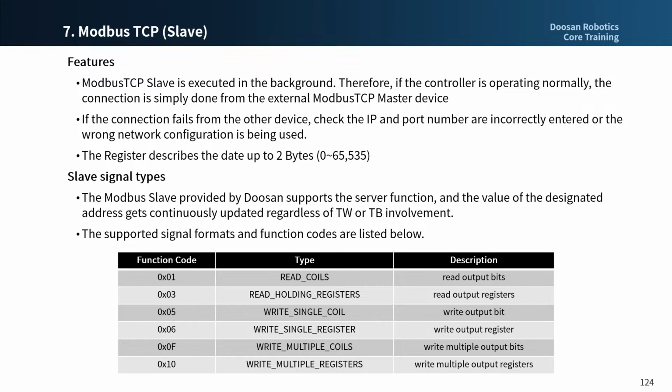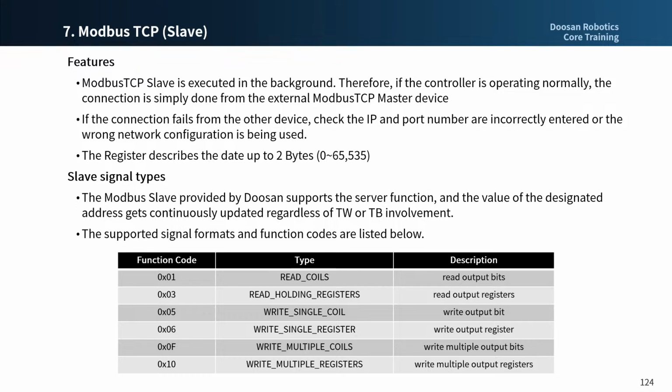Now let me introduce the Modbus Slave. By default, this slave function operates in the robot's background. Therefore, if the controller is normally booted, the connection error of master device will rarely occur. Mostly connection error occurs on unstable hardware connection, IP settings, or misconfiguration of relative device. Because the register represents 2 bytes of data, it can read and write from 0 to 65,535.